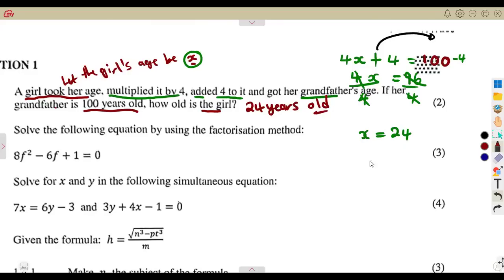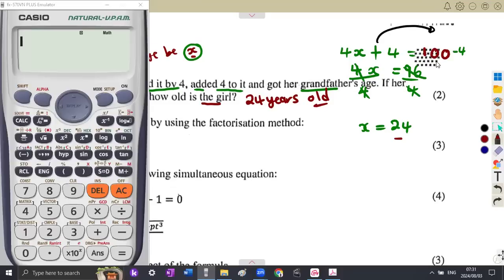If you take this 24 and apply this statement, you're supposed to obtain exactly what we are given as the grandfather's age, which is 100. That is 4 times her age, which is 24. After that, you add a 4 to that. You must obtain 100, and that is exactly what we are obtaining there. So that is our question.